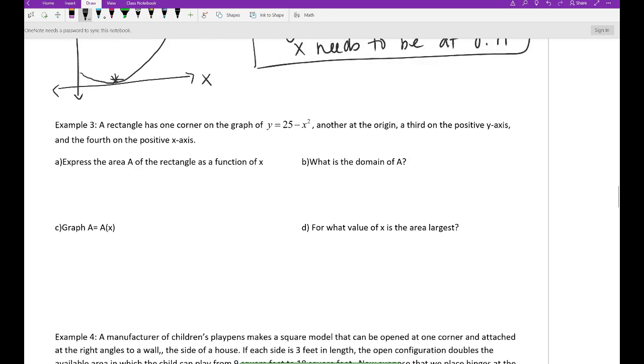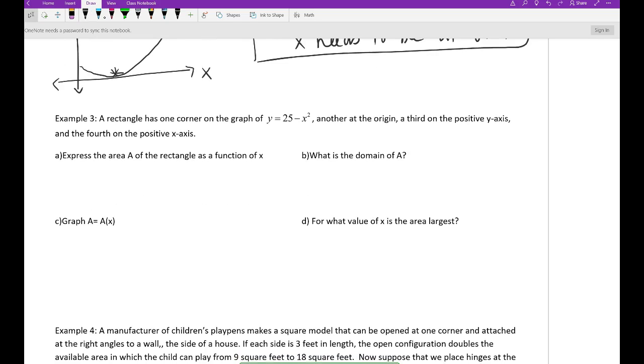Okay. Example 3. Very similar. A rectangle has one corner on the graph of y equals 25 minus x squared, another corner at the origin, a third on the positive y-axis, and the last corner on the positive x-axis. Okay. Part A. Can you please express the area of the rectangle as a function of x? Now what? Test question. Yeah, area equals x times y, base times height, length times width, right?